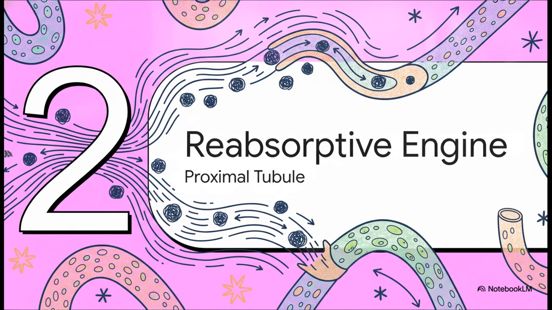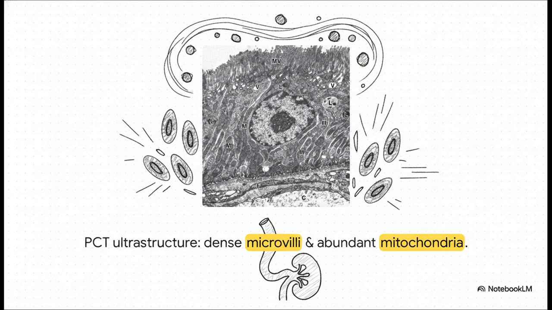Zone 2. The reabsorptive engine, or the proximal convoluted tubule. We're now following the filtrate out of the capsular space and into the proximal convoluted tubule. And wow, this ultrastructure perfectly connects histology to extreme metabolic demand. The PCT is lined with simple cuboidal epithelium, specialized for intense active transport. It normally reabsorbs 2/3 of filtered water and literally all organic nutrients like glucose and amino acids.